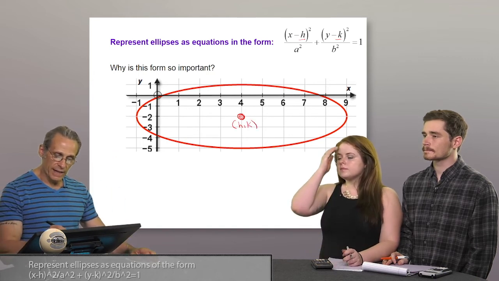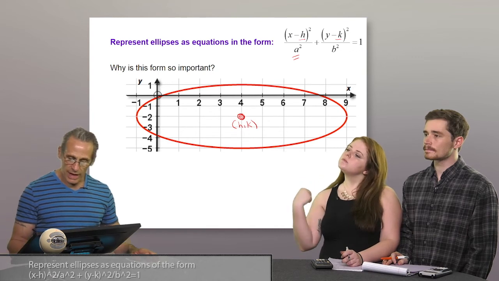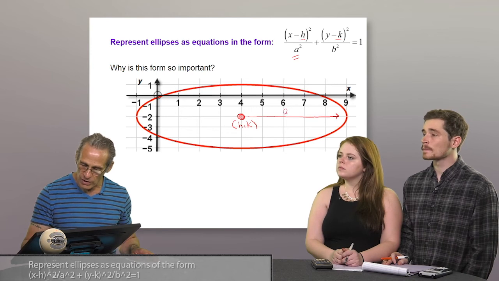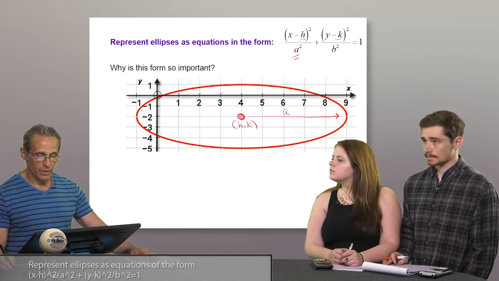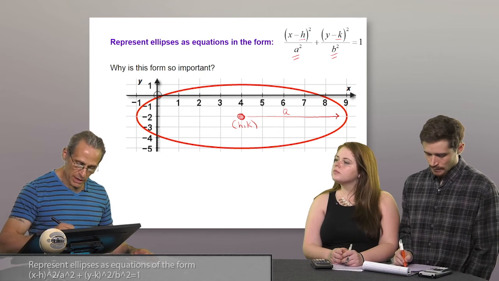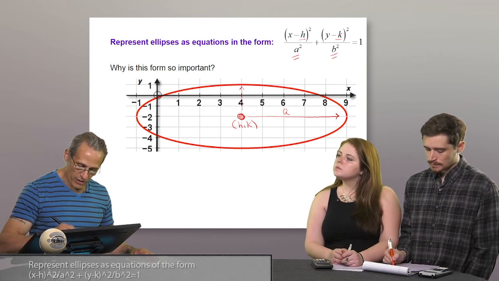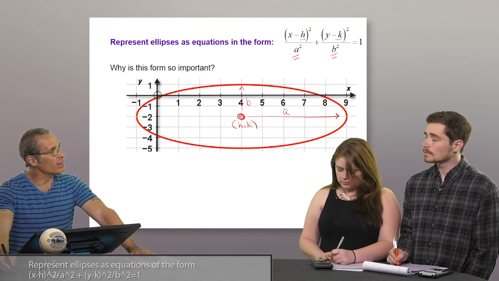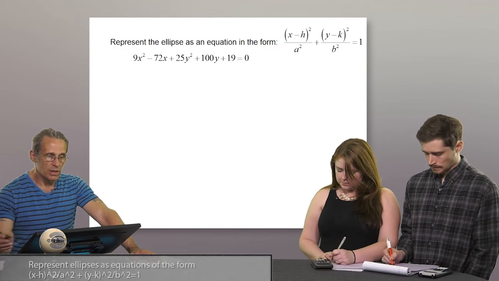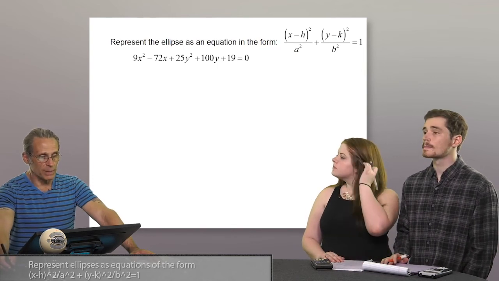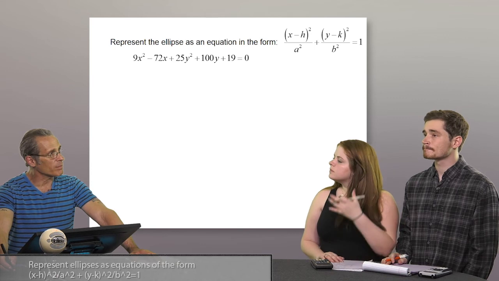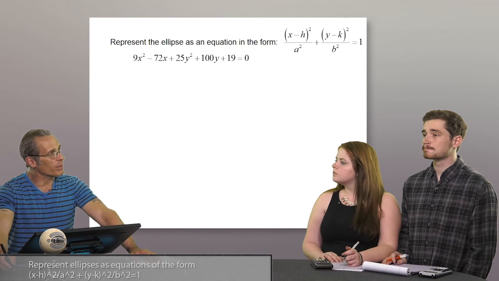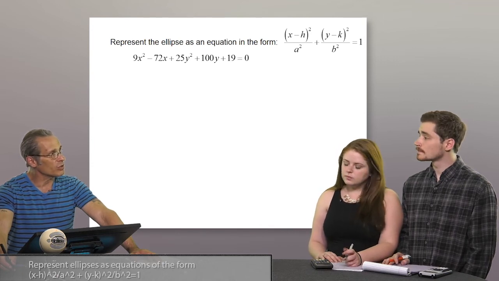Then I can take a look at the value of a and realize that along my major axis, I will go from the center a units both left and right. And I can look at the value of b and realize along my minor axis I can go from the center upward b units. And I can see the ellipse very clearly. So let's try to get this particular ellipse's equation in our standard form. To do that, we have to form perfect square binomials. We have to complete the square not once but twice.